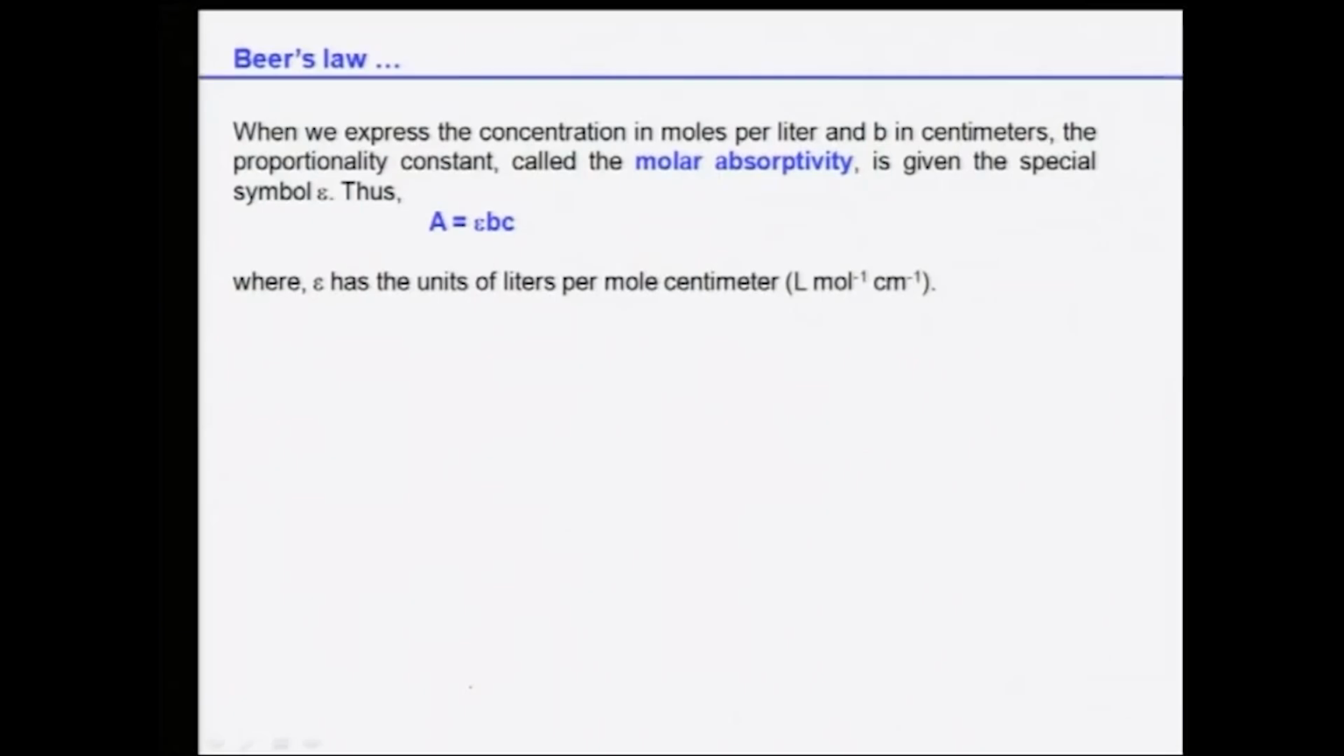When we express the concentration in mole per liter and B in centimeter, the proportionality constant is sometimes called molar absorptivity, and it can be given a symbol like epsilon. A equals epsilon B C, and obviously epsilon will have units of liter per mole per centimeter.